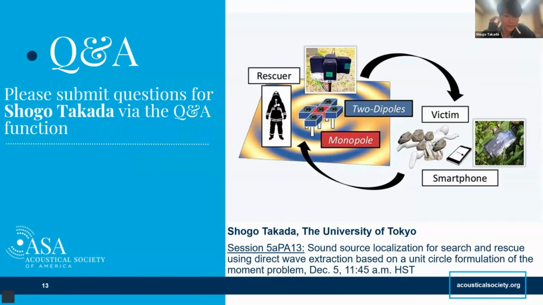Yes, we expect that the victim installs the app for the localization in advance. So only installing the app for the localization, the victims do not need to do any other command in disaster environments.